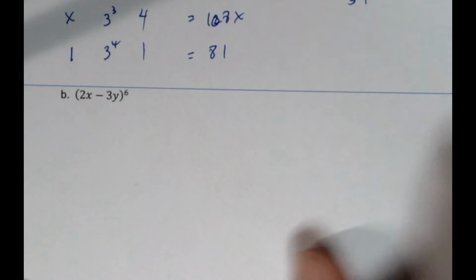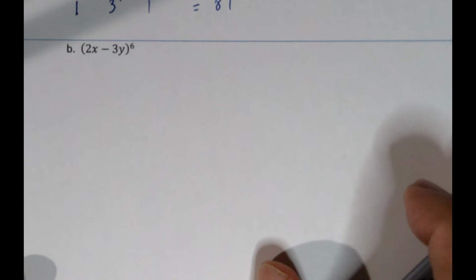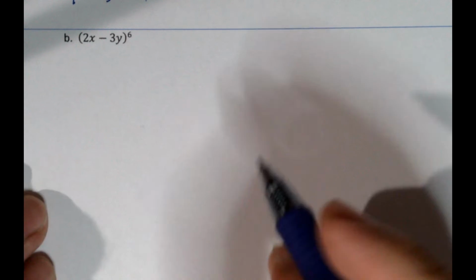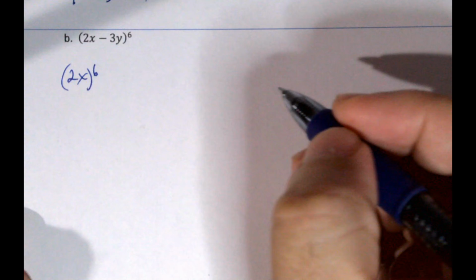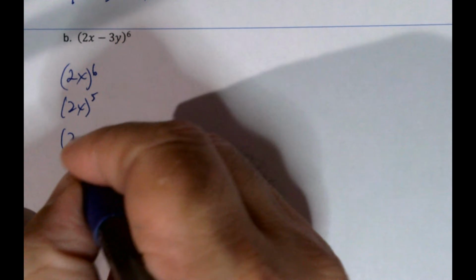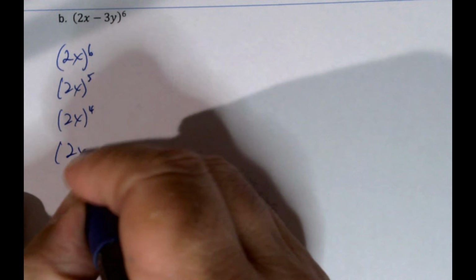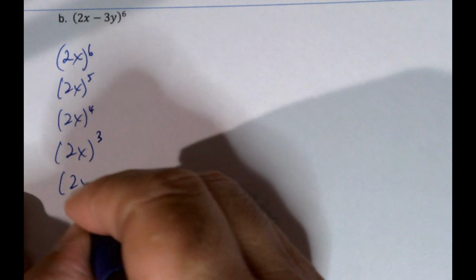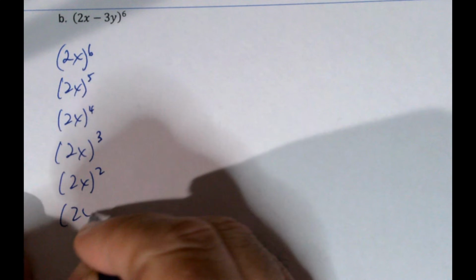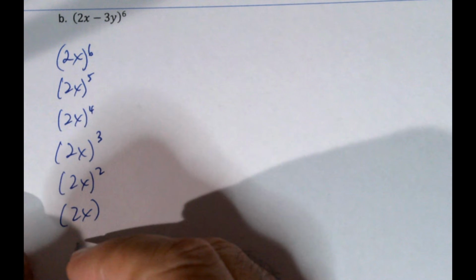Let's look at example 2. Do the same thing again. So it's going to be 2x to the 6th power, 2x to the 5th power, 2x to the 4th power, 2x to the 3rd, 2x squared, 2x to the 1st, and anything to the 0 power is 1.